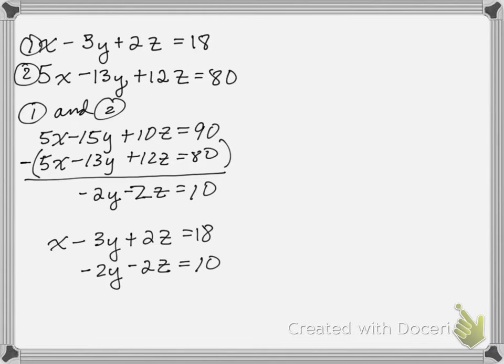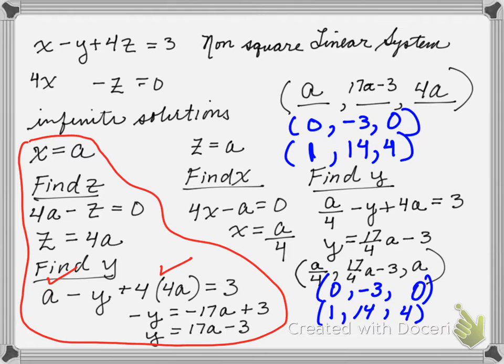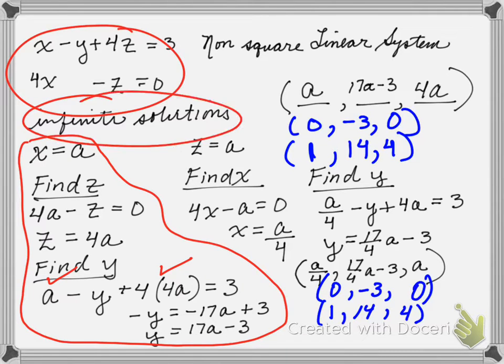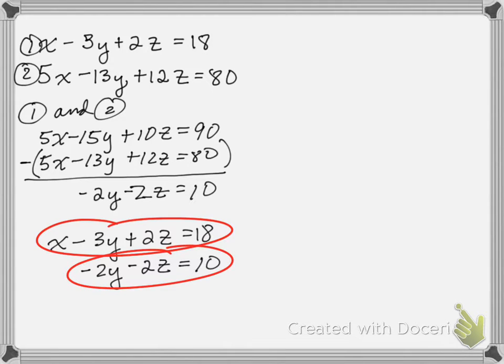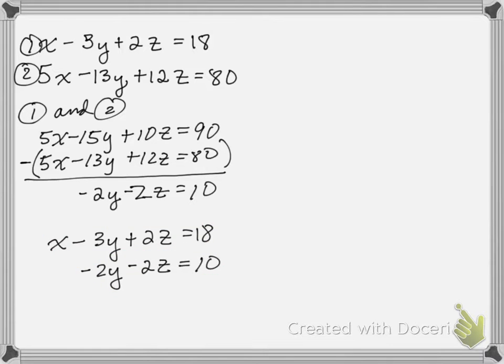And now we're back to where we were here, where we had 2 equations, 2 variables, infinite solutions. So that's what I have here. I have 2 equations, 2 variables, so it's going to be infinite solutions, and I'm going to either let y equal A, or let z equal A, and proceed from there. And I'm not going to work through that because I have just done that on the previous page.